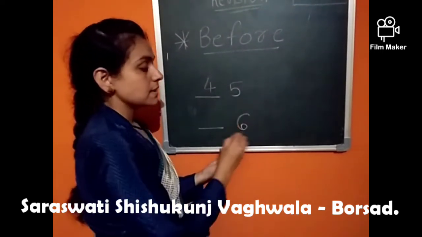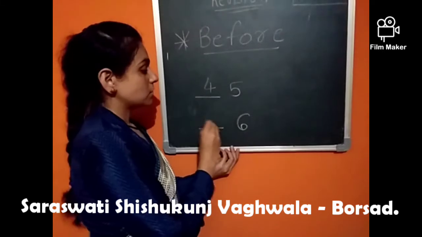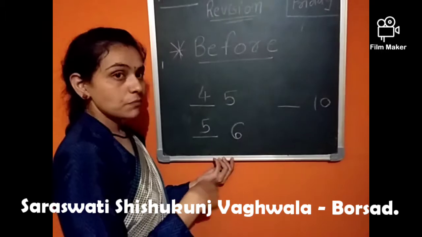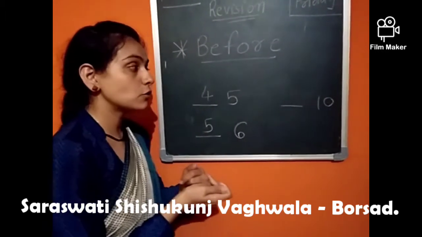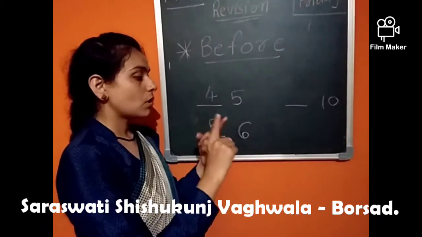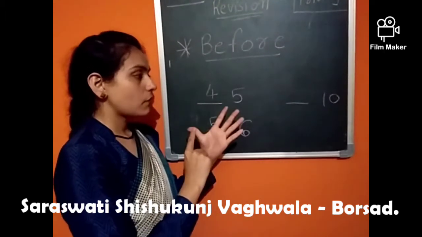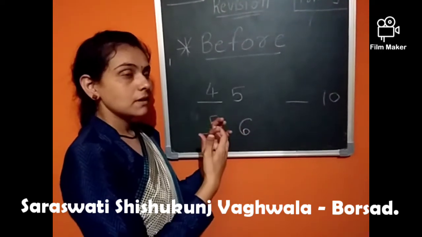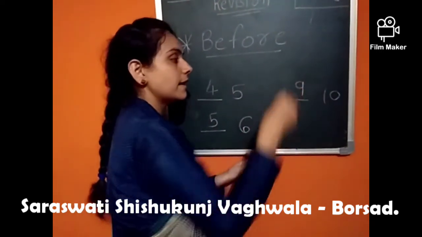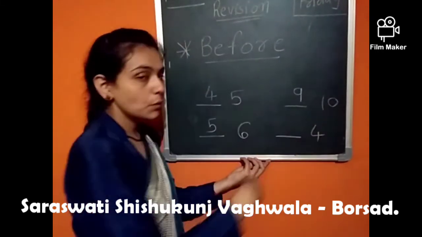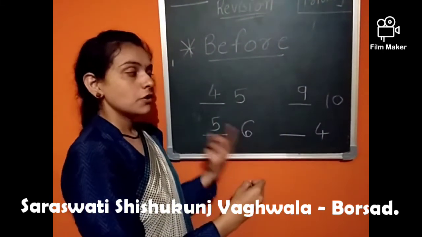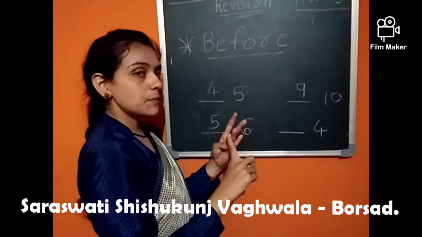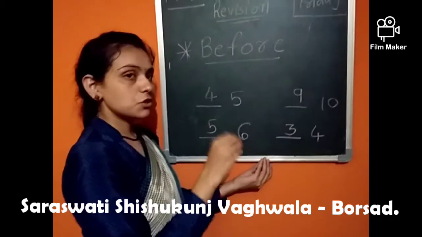Suppose I write 6. 6 before what comes? 5. Suppose I write 10. 10 before what comes? Suppose you don't know, you have to speak the numbers this way: 1, 2, 3, 4, 5, 6, 7, 8, 9, 10. Before 10 what do you speak? 9. So write 9 here. Then suppose I write 4. Before 4 what comes? Speak the numbers 1, 2, 3, 4. Before 4 what do you speak? 3. Okay? Understood, everyone?